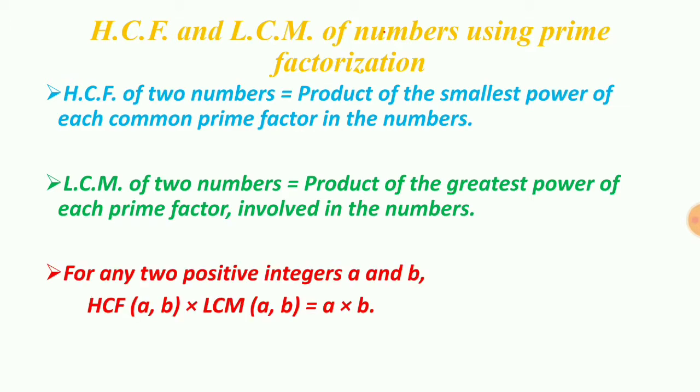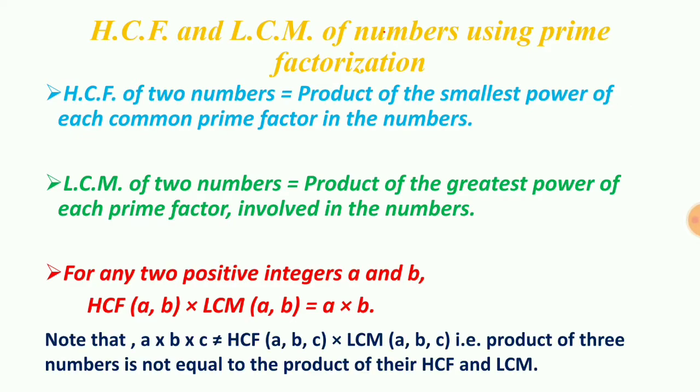For any two positive integers a and b, we have a very important property about HCF and LCM: their product will always be equal to the product of the two numbers a and b. Note that this property is true only when we are considering two integers. It is not true for three integers, as the product of three numbers is not equal to the product of their HCF and LCM.